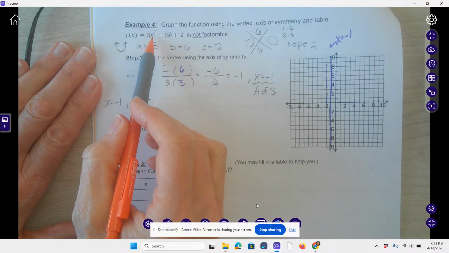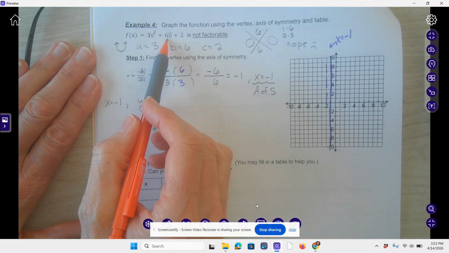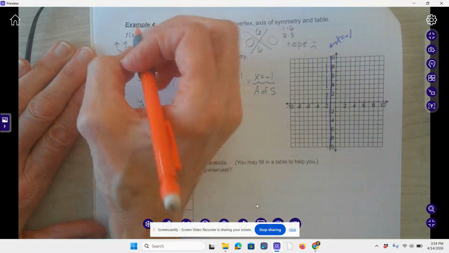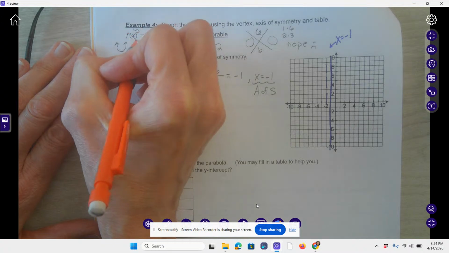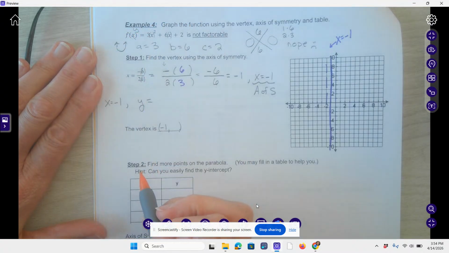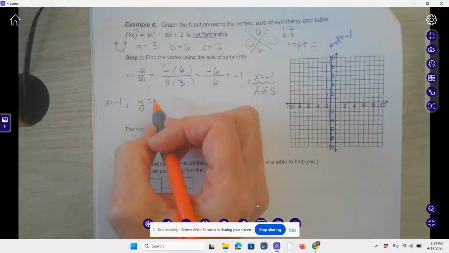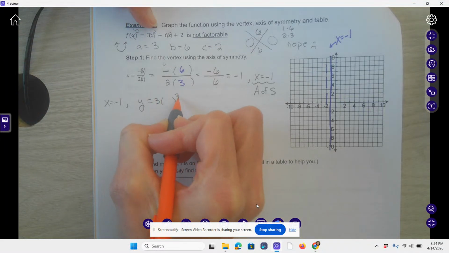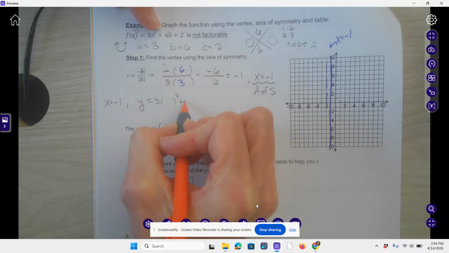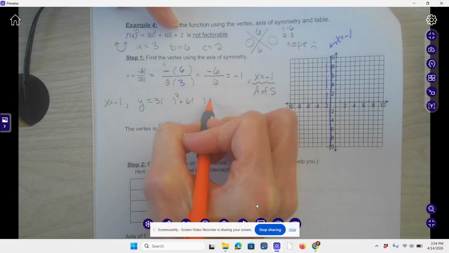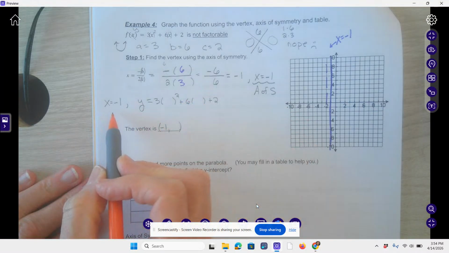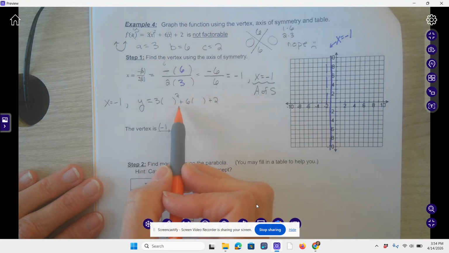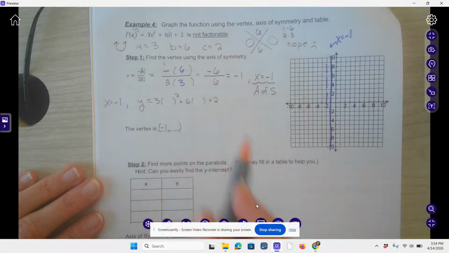Or we have. So if x is -1, we can put -1 in there and find the output. Remember, f of x is just another way to write y. X is our input, y is our output. So I'm going to copy this equation, but when I get to the x, I'm going to leave a hole because I'm going to replace that x with a -1. So 3x squared, throw out the x, plus 6x, throw out the x, plus 2.